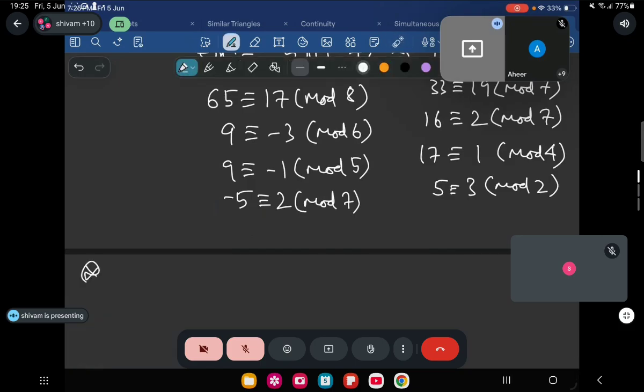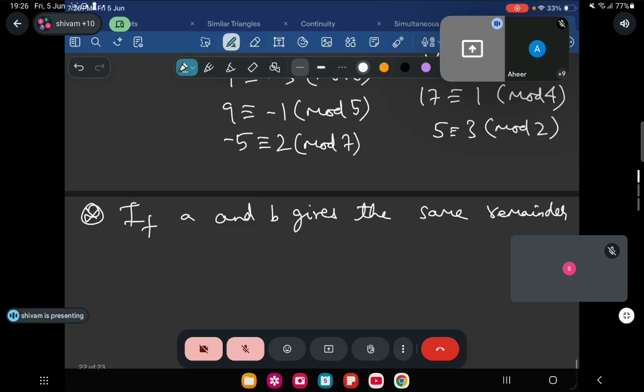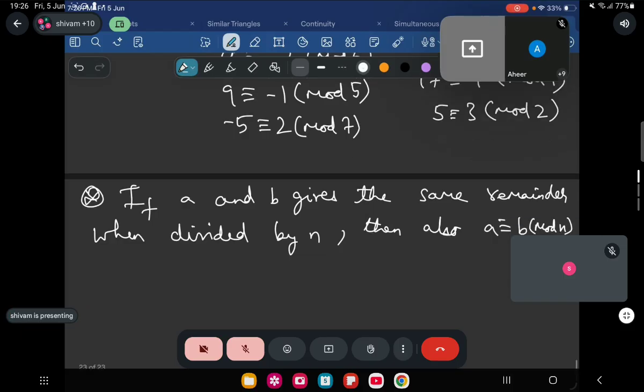We can conclude that if A and B give the same remainder when divided by n, then also we can say A is congruent to B mod n. Are you getting, Aviraj? Tell me. Next.